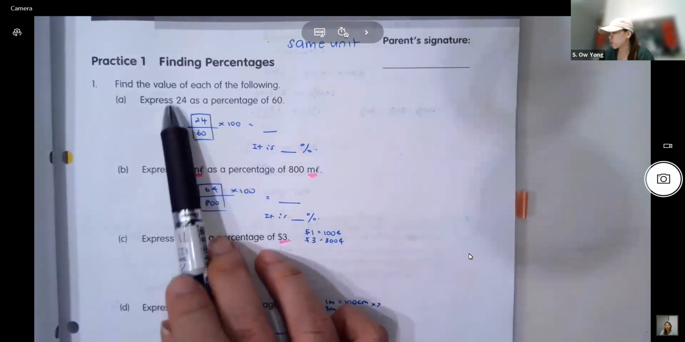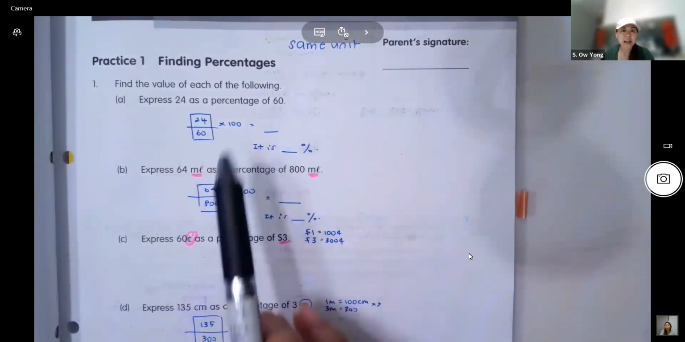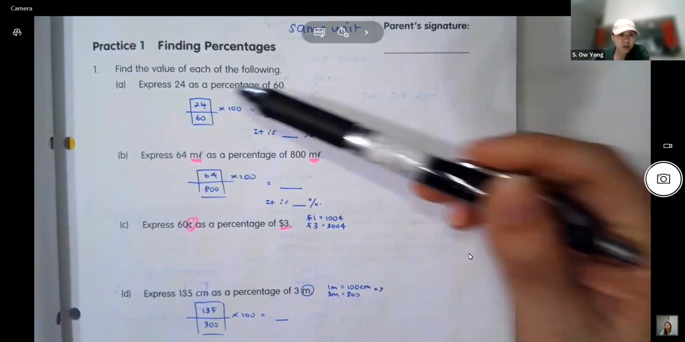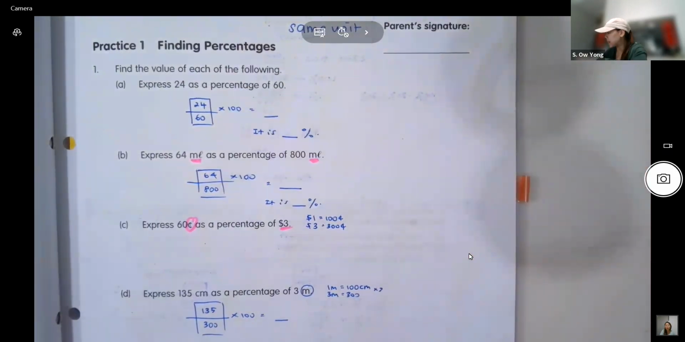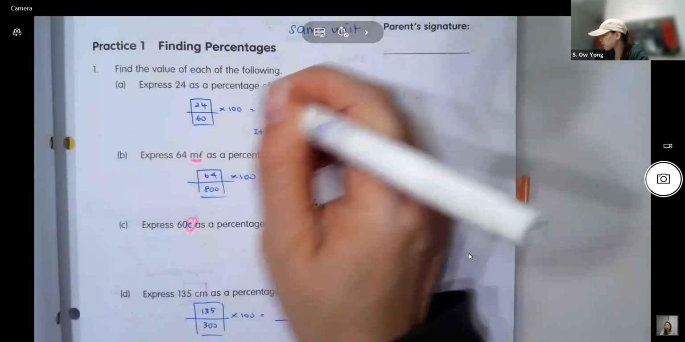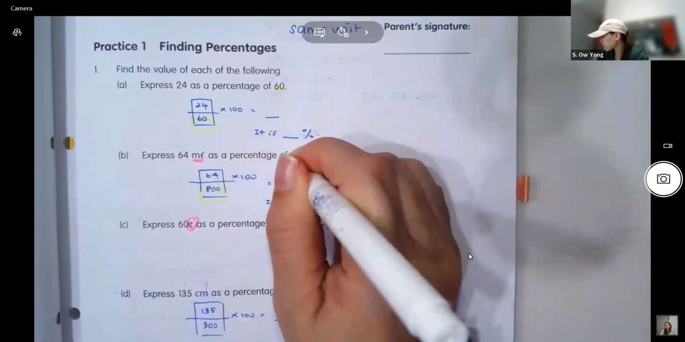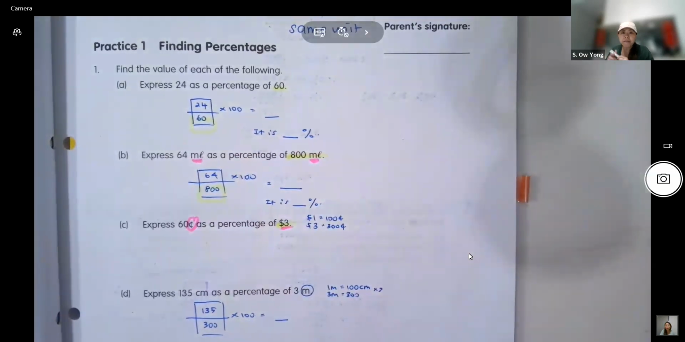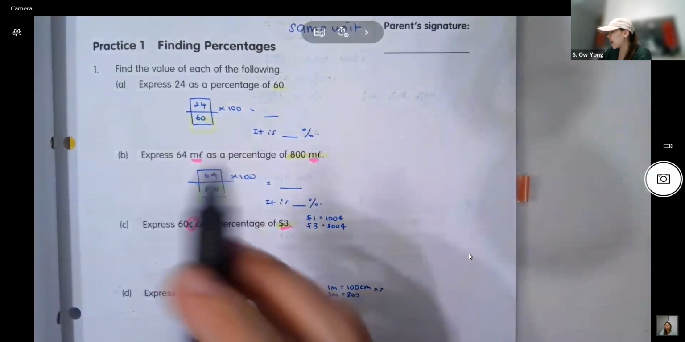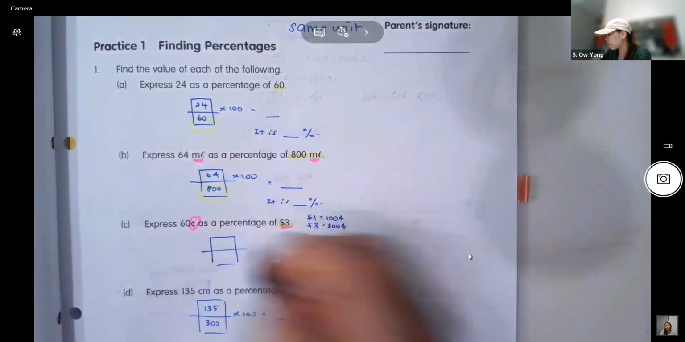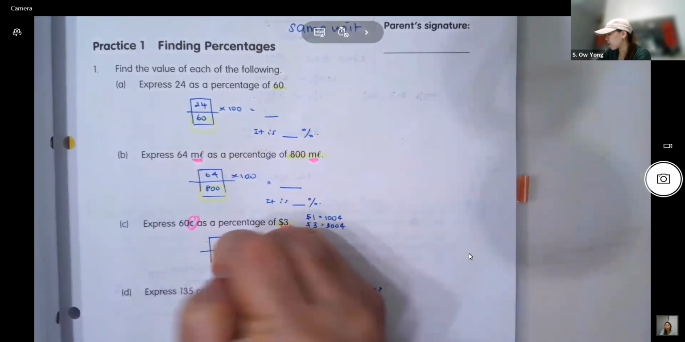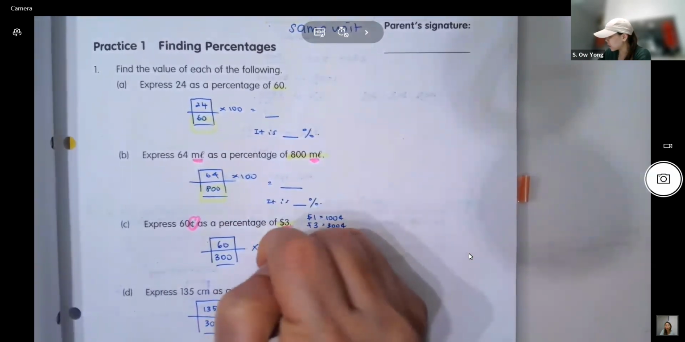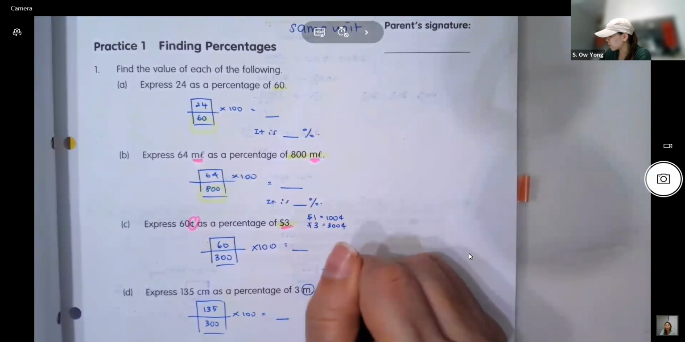When you want to express 24 as a percentage of 60, can you please write down and copy down the steps so that you know who is at the denominator and who is at the numerator. And make sure that the units are in the same units. For instance, $3, I will put 300 cents and 60 times 100. Then you will get the percentage.